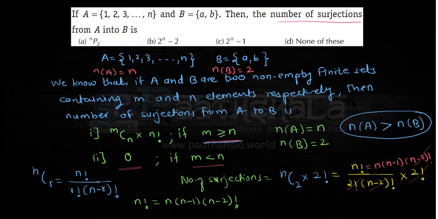So what we will get? We will get n into (n minus 1) only, that is n square minus n. So the number of surjections from A to B will be n square minus n, that is n into (n minus 1). So the option here is none of these.